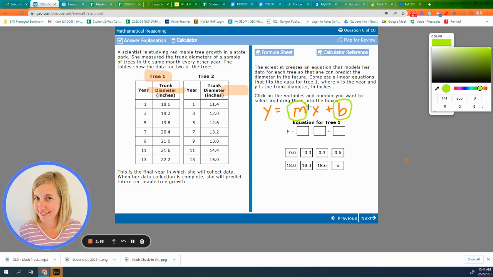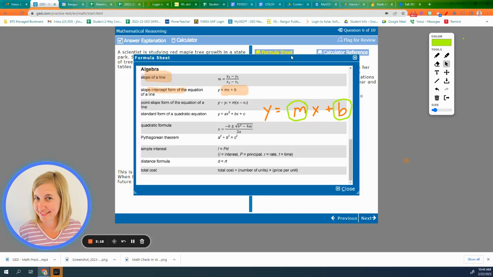Okay, now in this form, I notice that x will be in the second box, so I'm going to go ahead and drag that in right now. It's y equals blank x plus blank, where the first box is m, or slope, and the last box is going to be b, or the y-intercept, which is the point where the line crosses the y-axis. And that's also the point where x equals 0. So the first thing I've got to calculate is slope. Let's pop back to that formula sheet.